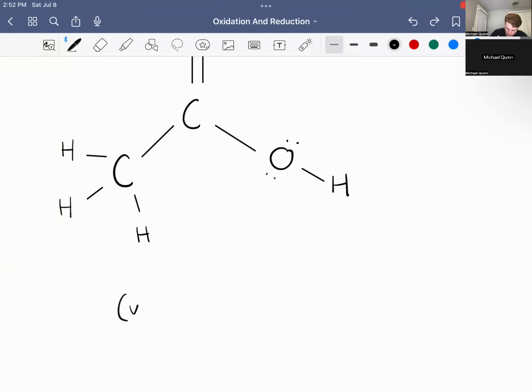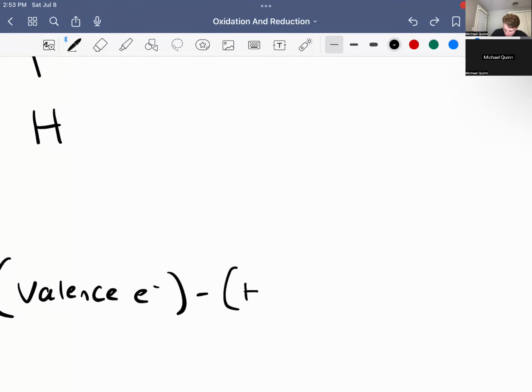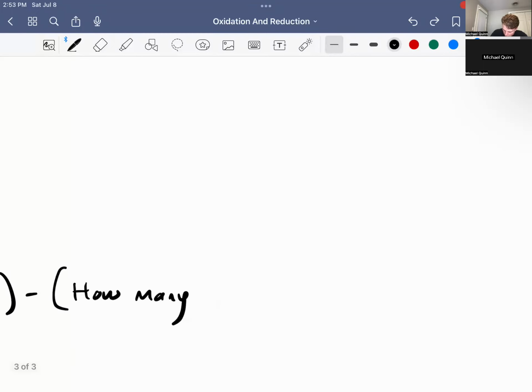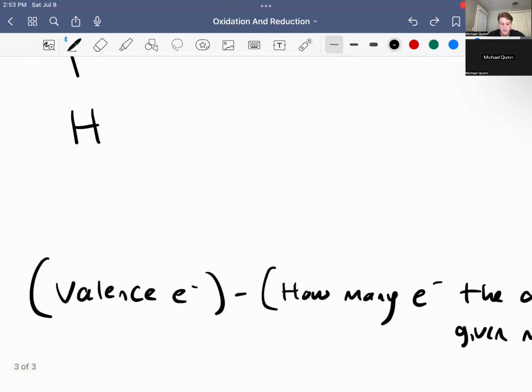The formula is the valence electrons for that atom minus how many electrons the atom has in the given molecule. So let's see how this comes into play.